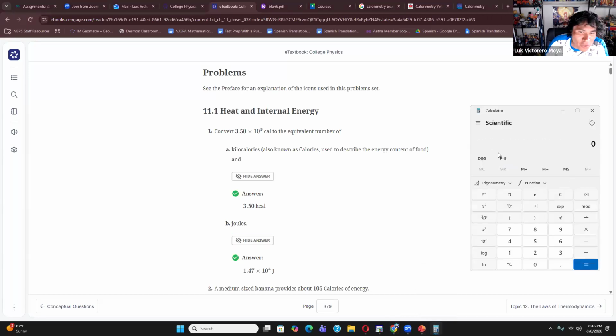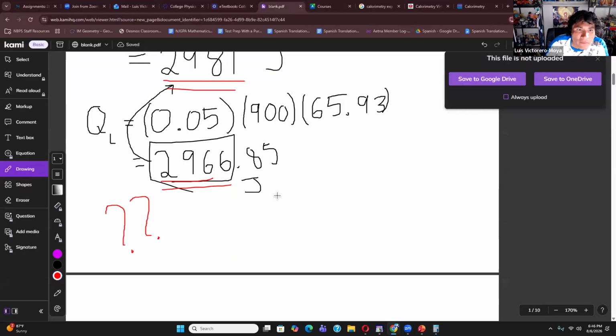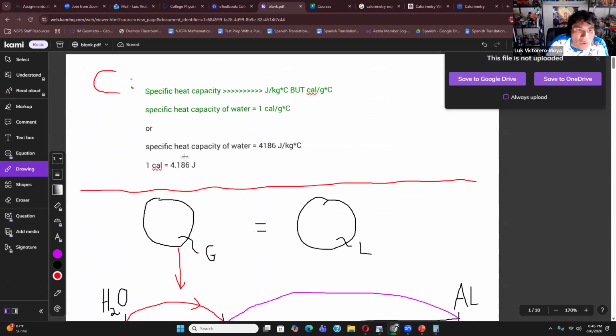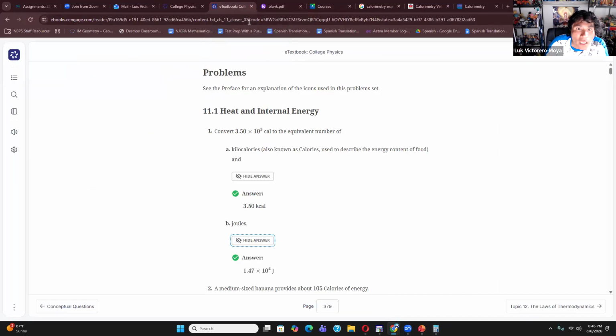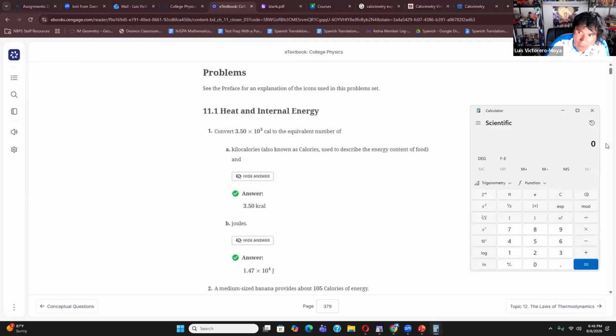If you're going from calories to joules, you multiply. Because remember the conversion factor: 1 calorie is 4.186 joules. So if you're going from joules to calories, you divide. But if you are converting calories to joules, you are just going to multiply times 4.186. So that's the answer here. If I convert this into scientific notation, it is 1.47 times 10 to the 4 joules. Okay.